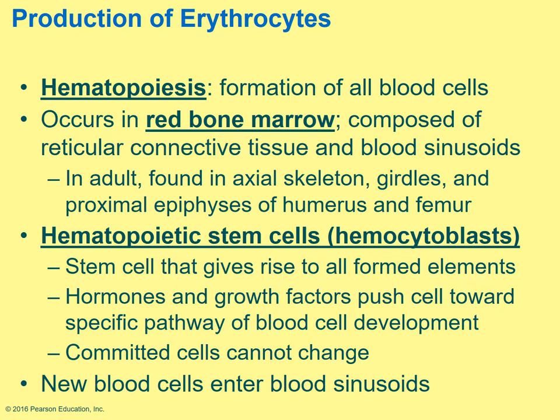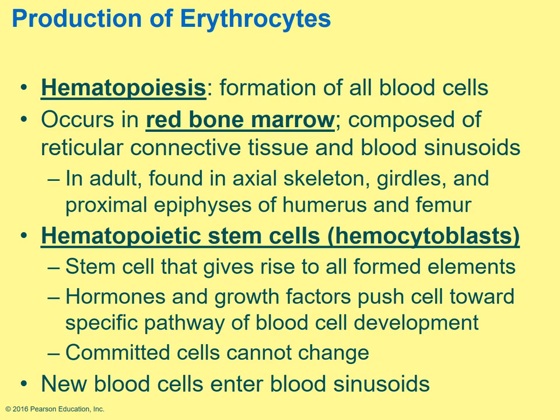In terms of production of erythrocytes, that is hemopoiesis, which is the formation of it. It occurs in the red bone marrow. Where is the red bone marrow going to be found? In adults, it's mostly in the axial skeleton, in like the pelvic girdle, your hips, on the proximal epiphysis of the humerus, of the femur.